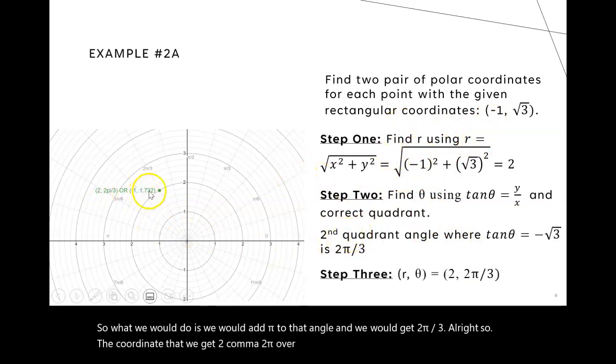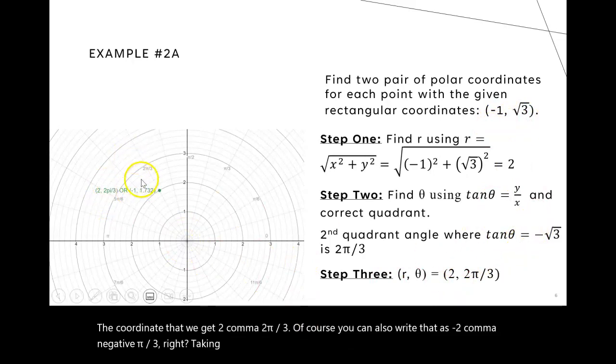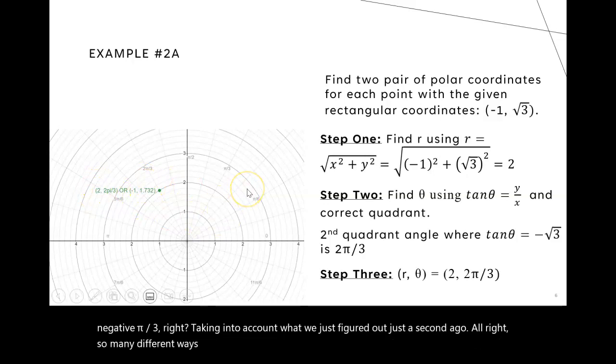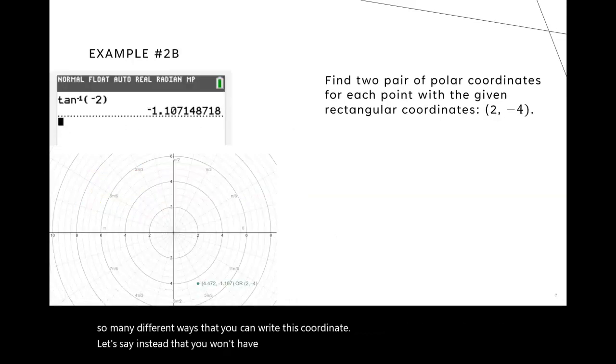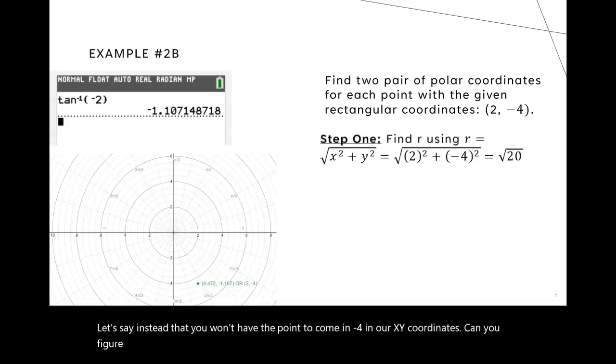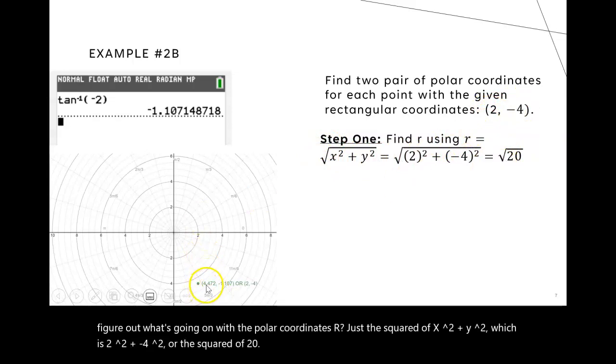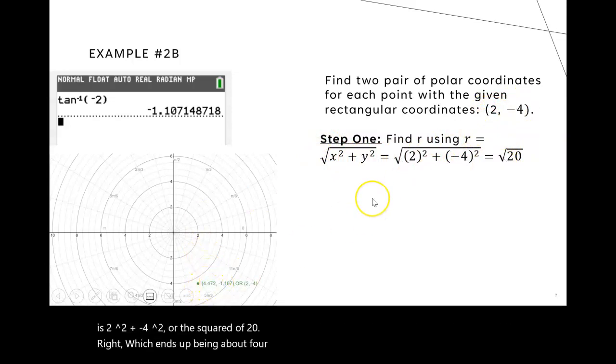Now, of course, you can also write that as -2 comma -pi over 3, taking into account what we just figured out a second ago. So there are many different ways that you can write this coordinate. Let's say instead that you want to have the point 2 comma -4 in our xy coordinates. Can you figure out what's going on with the polar coordinates? Well, r is just the square root of x squared plus y squared, which is 2 squared plus -4 squared, or the square root of 20, which ends up being about 4.472.